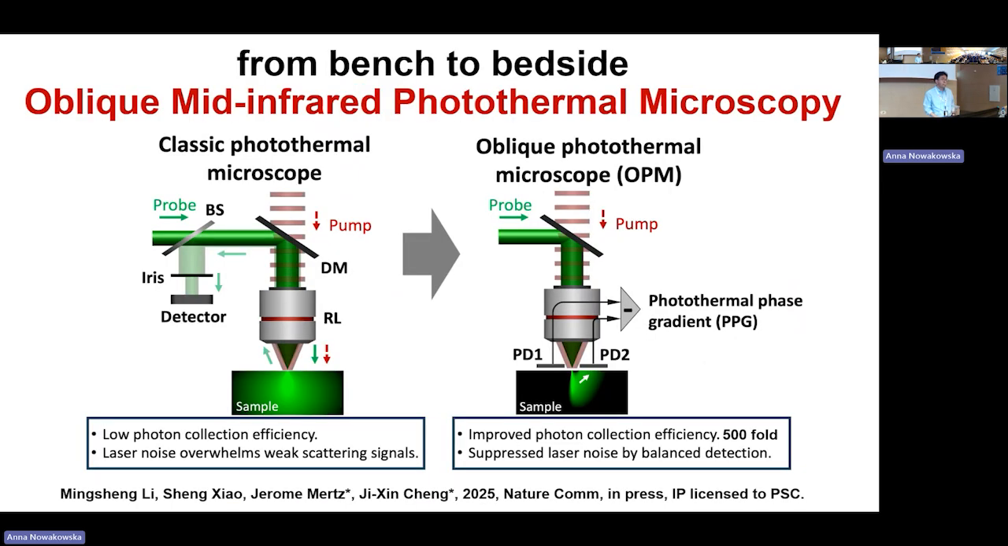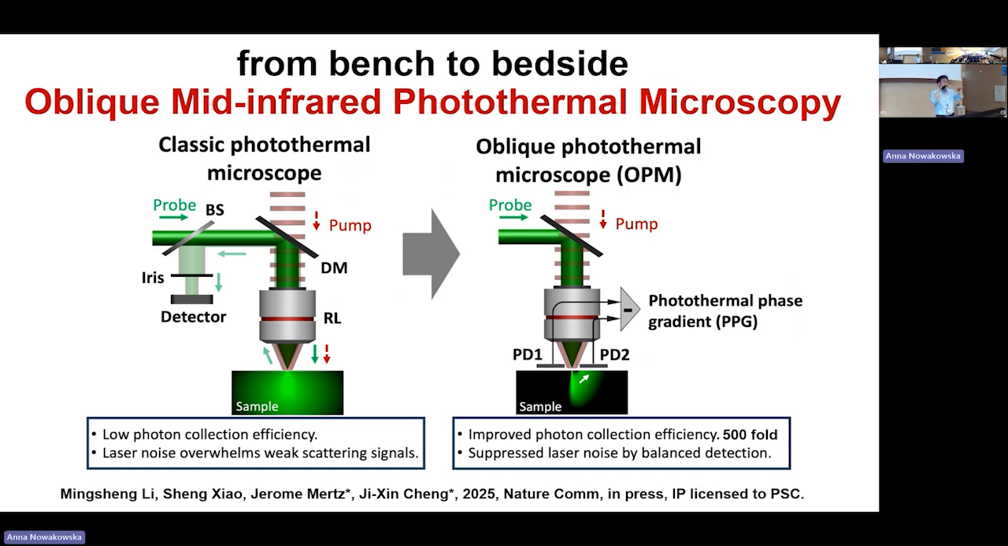We can even do live human. We also dream to bring this technique from bench to bedside through the development of oblique mid-infrared photothermal microscopy. Previously, we put a detector further away from the sample, and in this case, if the sample is highly scattering, we lose a lot of photons. We recently overcame this limit by using a pair of photodiodes right above the sample. Through a mechanism called photothermal diffraction, we measure the difference between the two photodiodes, so we get the photothermal phase gradient signal.